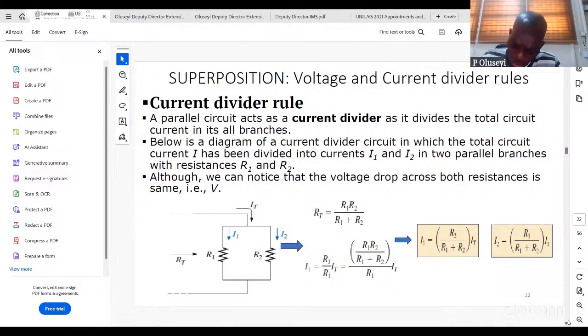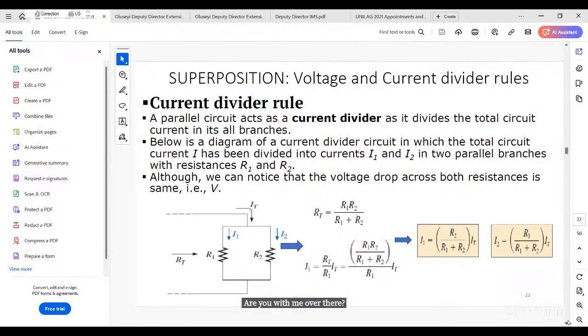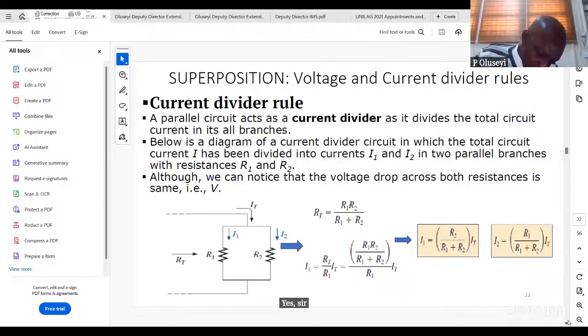For this particular circuit, I want you to write R1. Are you with me over there? Yes, sir. Draw this circuit. Let R1 be equal to 5 ohms and R2 equal to 10 ohms, while our current IT is equal to 2 amps. Calculate I1 and I2.